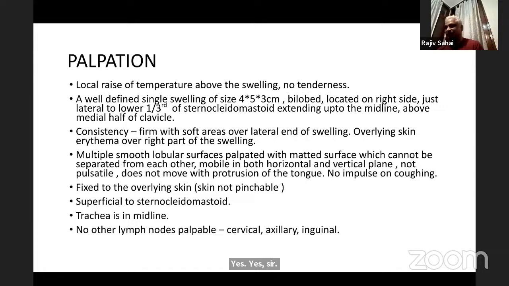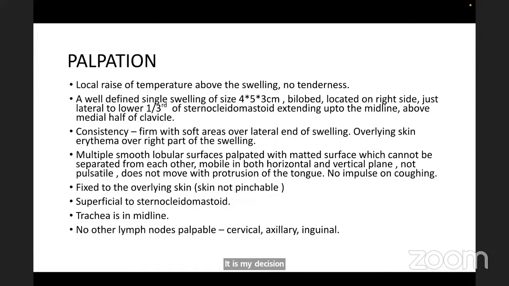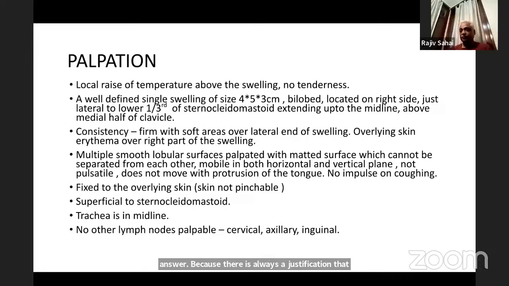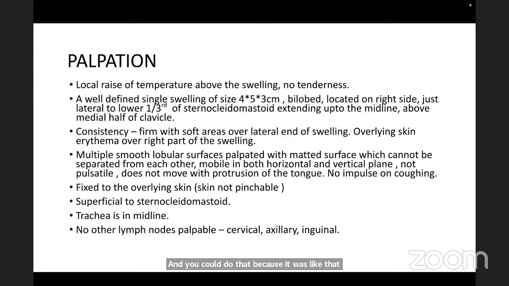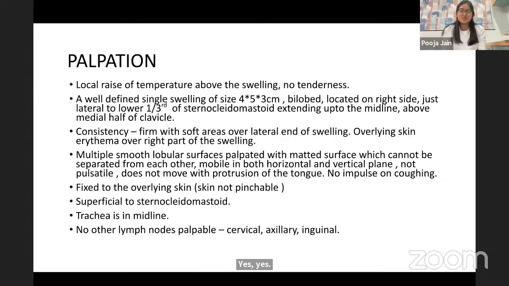That is what a surgeon is. May be wrong decision. It is my decision. One more thing at MS level. At MS level, there is no pure white and black. There is no pure answer, this or that. You get credit for justifying what you are giving as your answer. Because there is always a justification that you can do this because it was like that, and you could do that because it was like that. So at MS level, you should know how to justify what you are saying. Yes, sir. Excellent. That's the crux.